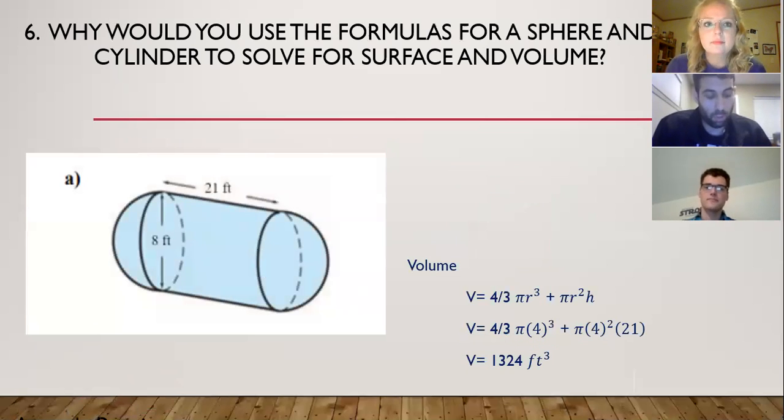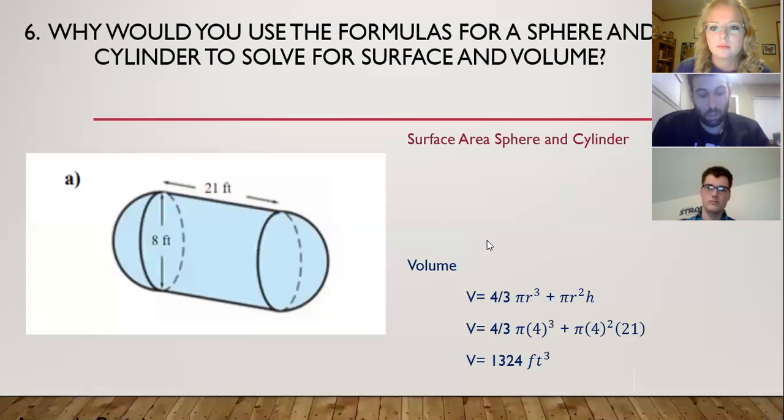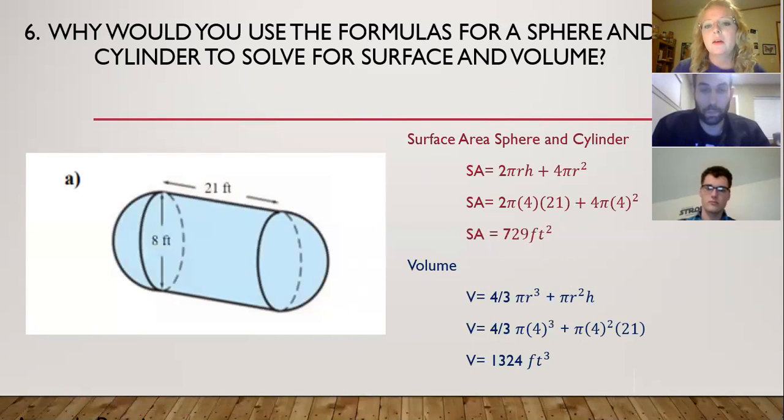Amanda, why would you use the formulas for a sphere and a cylinder to solve for the surface area and volume of this shape? Okay, so that's a good question. A lot of people look at a shape and think that they're just going to use one equation for a shape. Well, in this figure, you can clearly see that in the middle there's a cylinder, and on the ends there's half of a sphere.